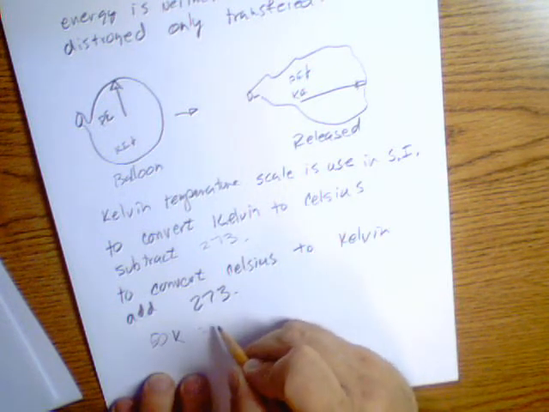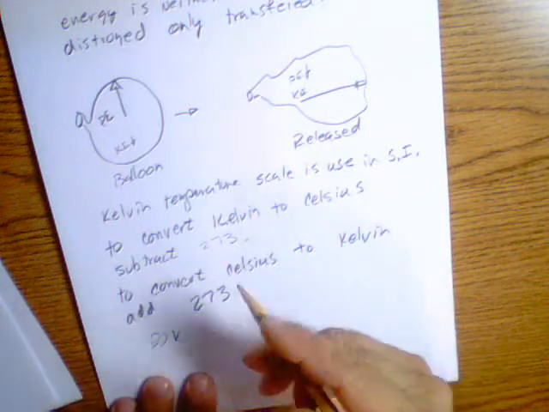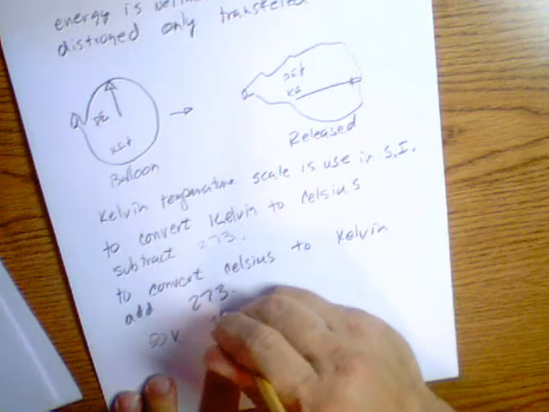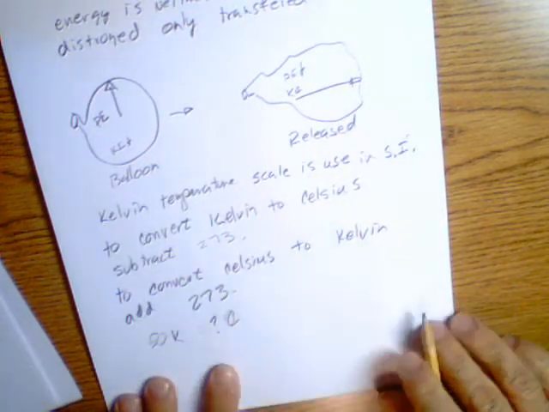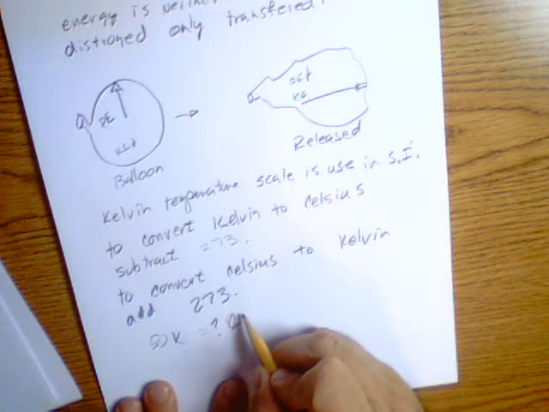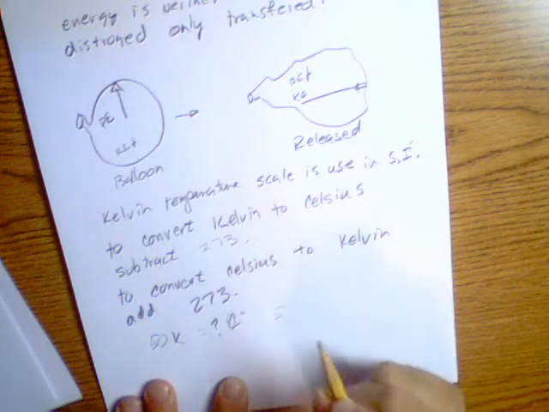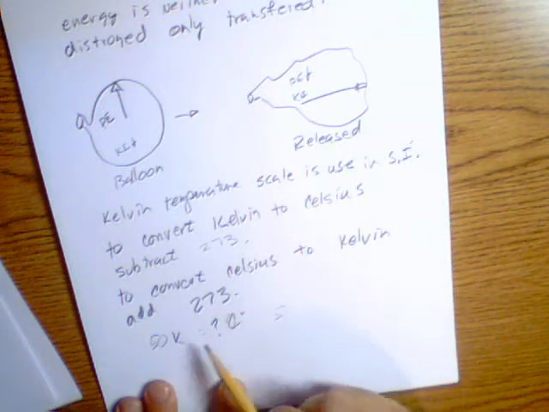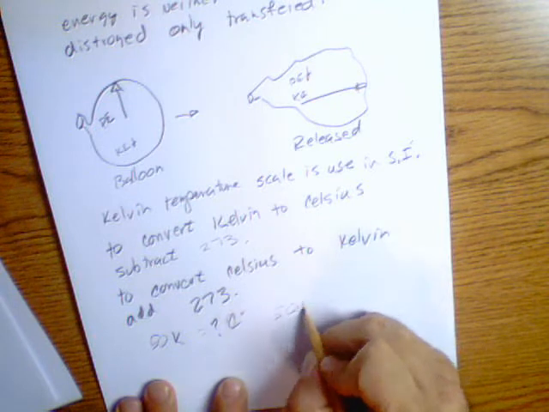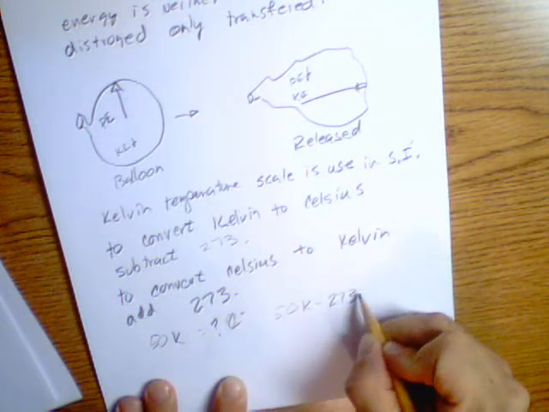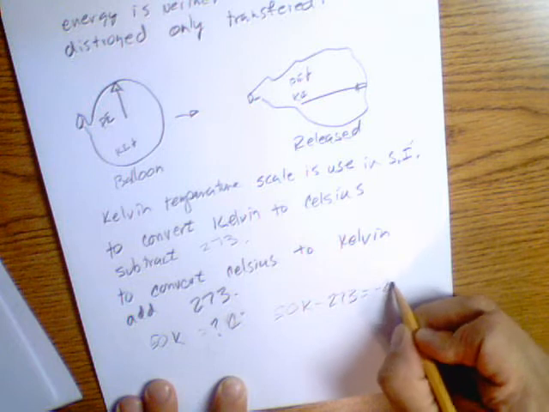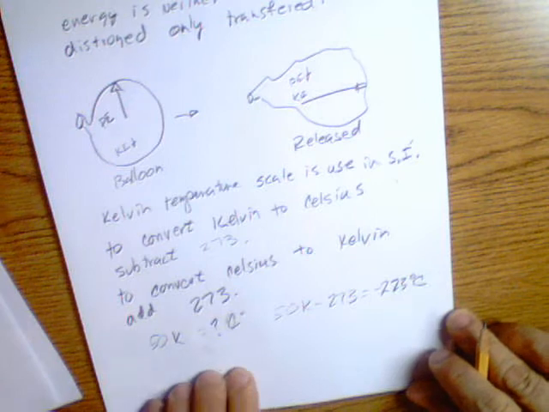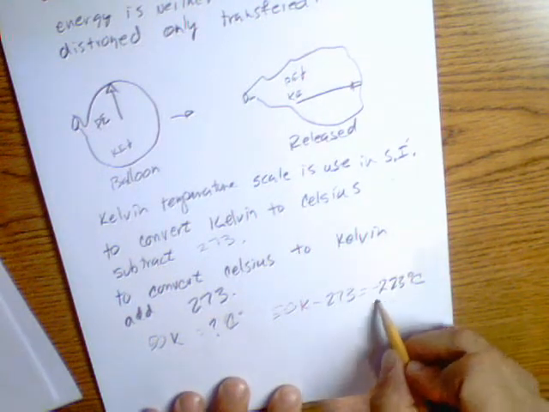So 50 K is equal to how many Celsius? And Celsius you do in degrees. Because we're going from Kelvin to Celsius in this situation, what we would do, of course, is subtract. So negative 223 degrees C.